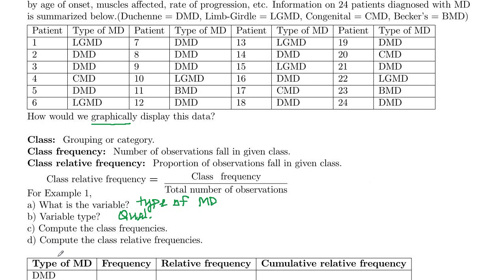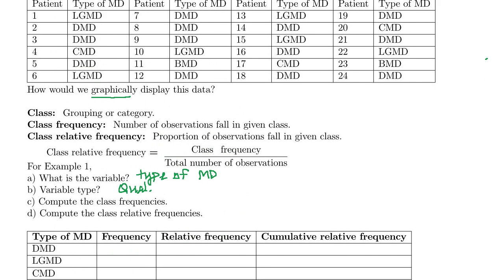So you can see here in the table we've got type of muscular dystrophy, frequency, relative frequency, and then we're also going to do cumulative relative frequency. So first of all, for DMD, the Duchenne muscular dystrophy, if you just count the DMDs in the table: 1, 2, 3, 4, 5, 6, 7, 8, 9, 10, 11, 12, and 13.